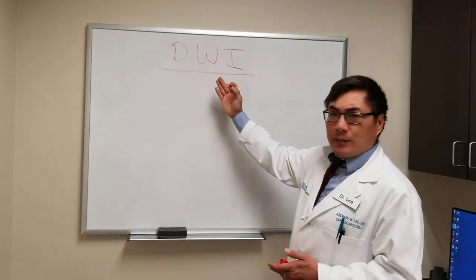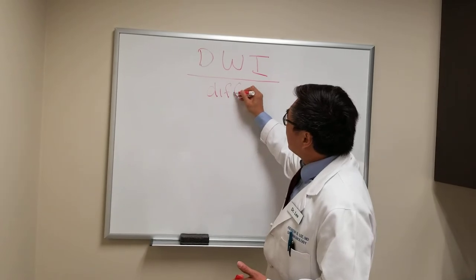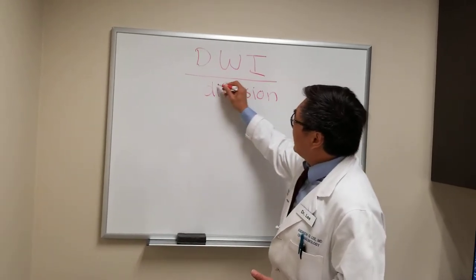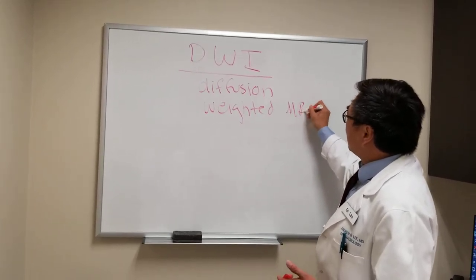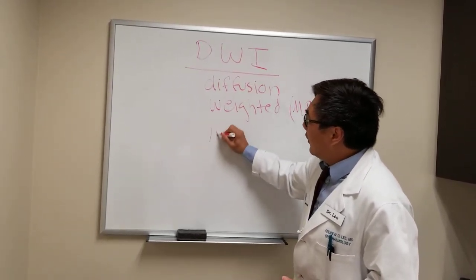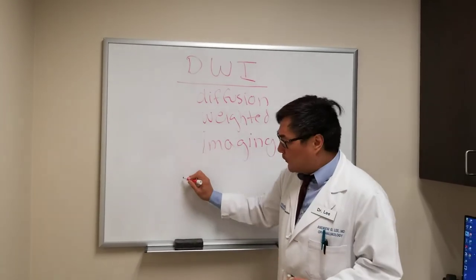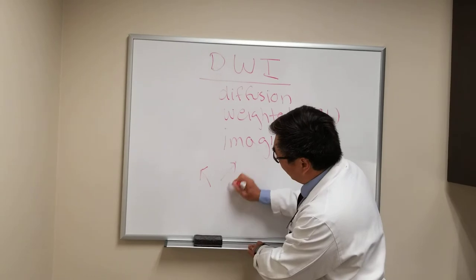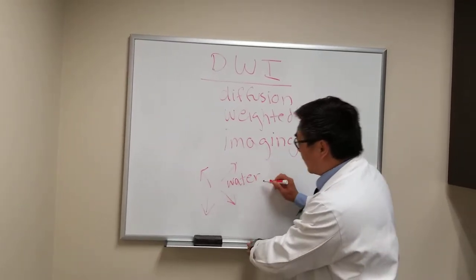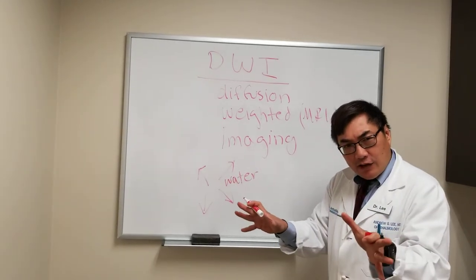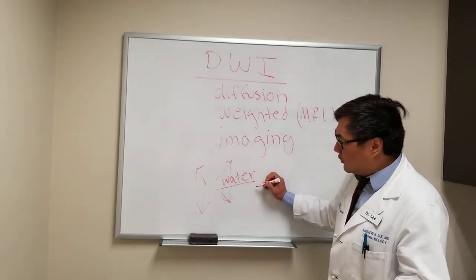So today we're going to be talking about DWI, diffusion weighted imaging, and it is exactly what it says. It is imaging that has been weighted on MRI towards the diffusion of water. Under normal conditions, water is free to move. So this is the water and it's able to diffuse. Water under normal conditions is free, that is unrestricted in its diffusion, and that's normally dictated just by Brownian motion.